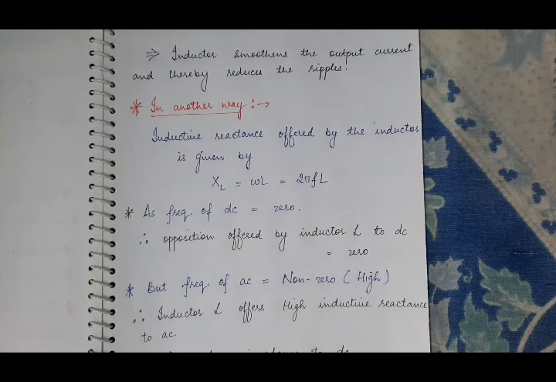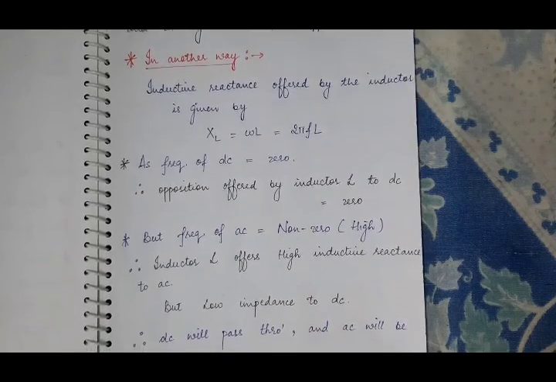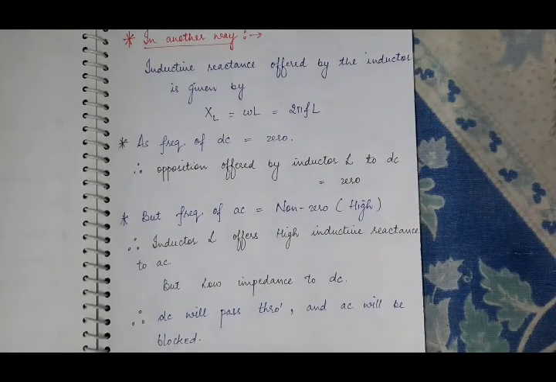But as we know, the frequency of AC is non-zero, meaning it has a frequency value greater than 0. So the inductor L will offer high resistance to the flow of AC, because the value of frequency f for AC is high and it is directly proportional to inductive reactance. So inductive reactance for AC will be high. It means the inductor will block AC, whereas DC will pass easily through it.